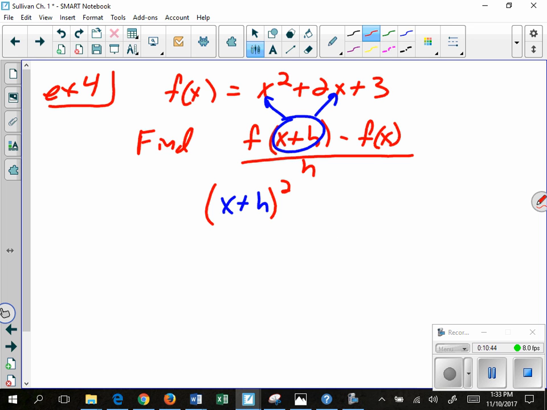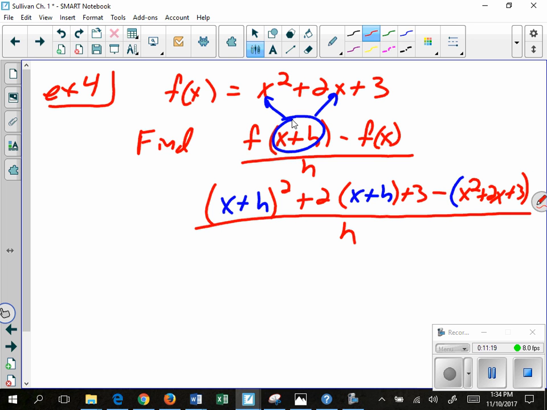I didn't color code that right. Plus 3 minus, and don't forget this parenthesis, that's going to be pretty key for you right here. So here, I'm just going to write in my f of x. So that's going to be x squared plus 2x plus 3, and all over h.